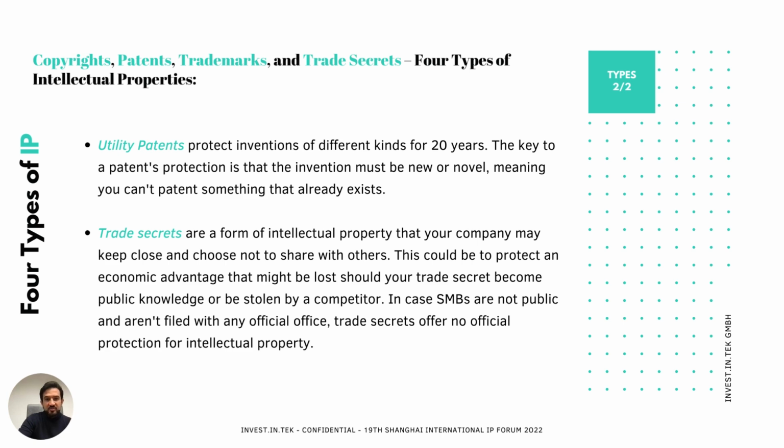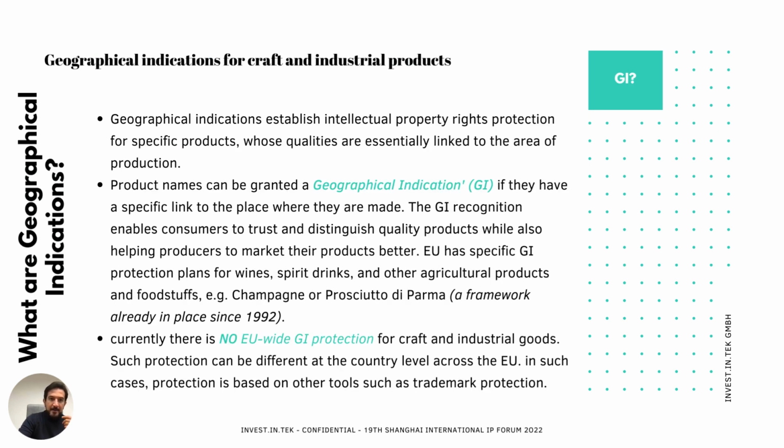And the trade secrets, which is something that your company, depending on what company it is and what stage the company is at, usually works for bigger companies, the public companies, or the ones who are filed with any relevant official offices, because they have to protect their trade secrets in order to avoid any economic losses at the end of the day. Last but not least is the geographical indication for craft and industrial products.